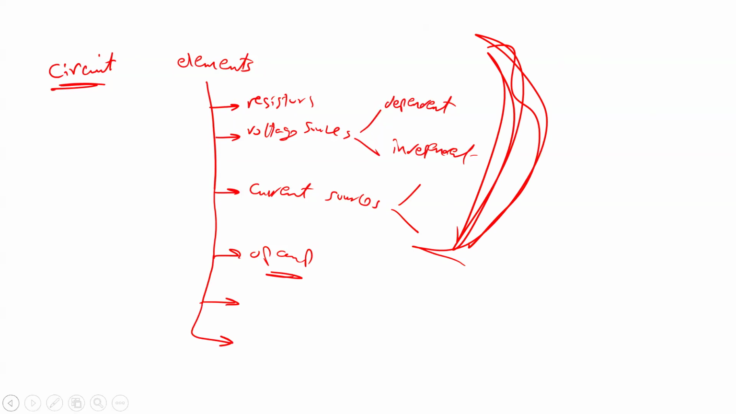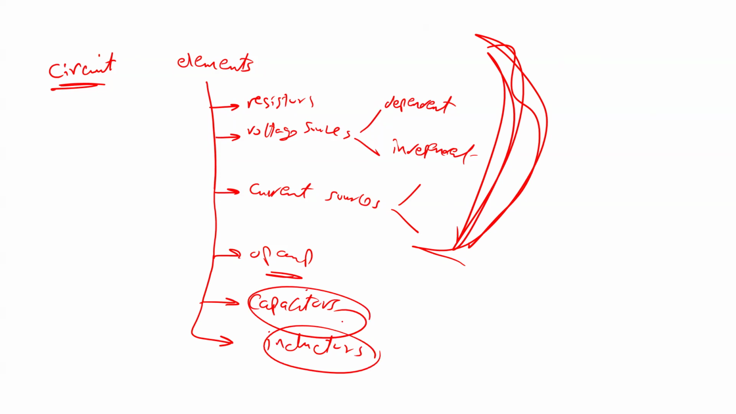Very popular. We use it almost everywhere. So one element here we call capacitors and inductors. I'm going to explain how we make them, how they are made. More importantly, I'm going to explain what the relation is.